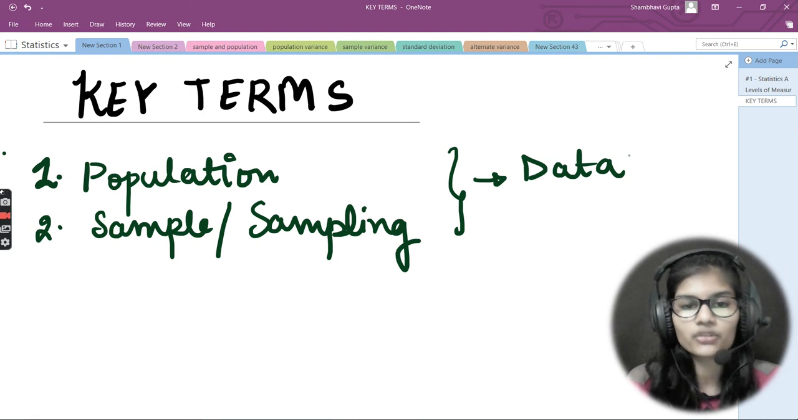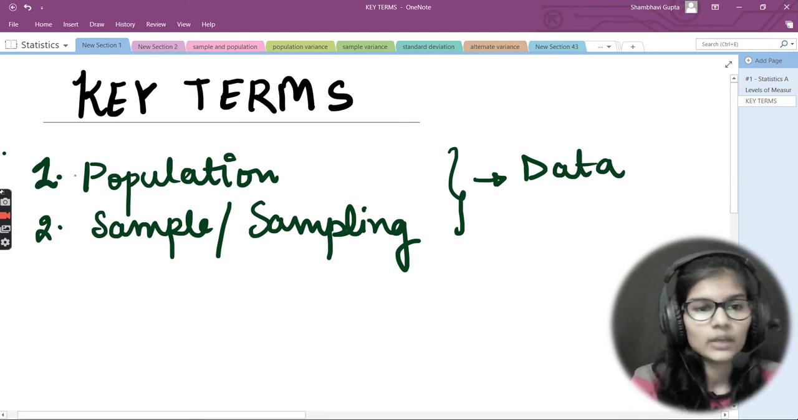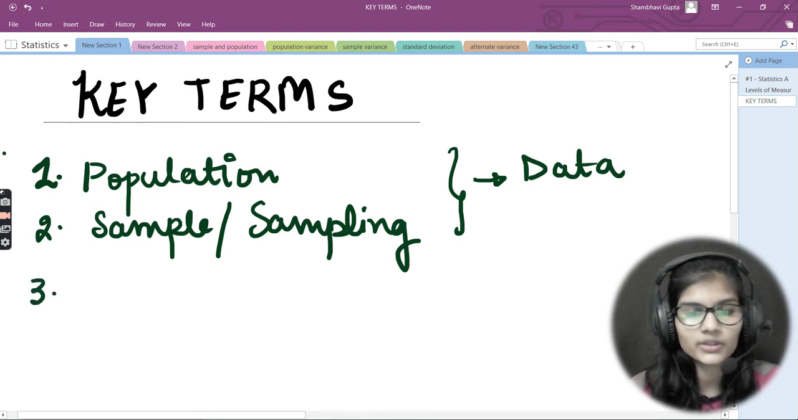What is sampling? We just take from a population, and what results we just get, that is actually called data. Hope you are very clear with these three terms that I just told you. After that, we have some other terms as well. The third term which we are going to discuss is a statistic.